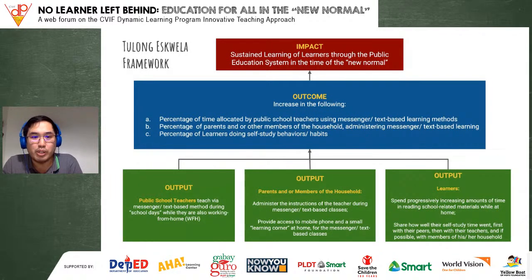Yung pangalawa po is helping parents engage in these distance learning activities. Dahil yung DLP has minimal parent supervision, check na po tayo doon. At yung pangatlo na kailangan natin ayusin, ngayon hindi lang po sa AHA Learning Center, pero sa buong bansa, kung paano yung mga learners po magkakaroon ng independent learning. If we have these three things, I believe that we can have a sustained learning of learners to public school system in this time of COVID. Next, please.